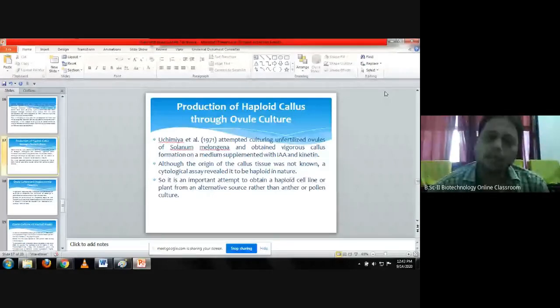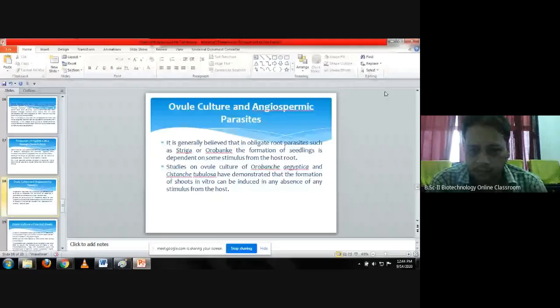The next is ovule culture and angiospermic parasites. It is generally believed that in the obligate root parasites such as Striga or Orobanche, the formation of seedling is dependent on some stimulus from the host roots. So studies on ovule culture of Orobanche and Striga have demonstrated that the formation of shoots in vitro can be induced in absence of any stimulus from the host.